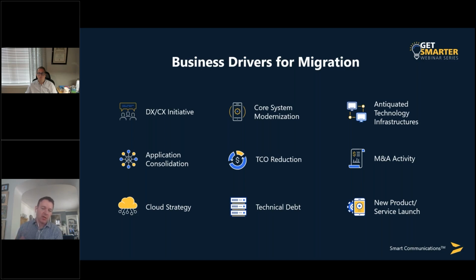But some of the other drivers that we've seen: there could be organizational strategic directives around customer experience or digital experience or even employee experience. It could be around consolidation of disparate systems. It could be in conjunction with a core system modernization or a shift to a more cloud-centric strategy. So there are a lot of drivers for these types of projects, but really understanding your key driver is going to help you to begin to structure both a successful and a well-documented transformation project.